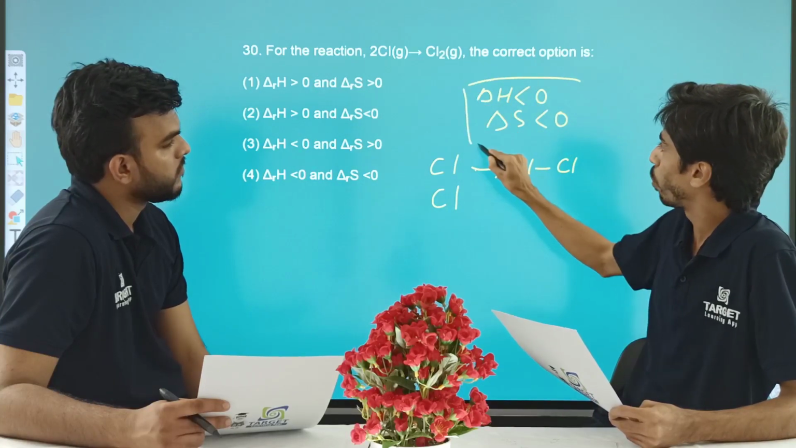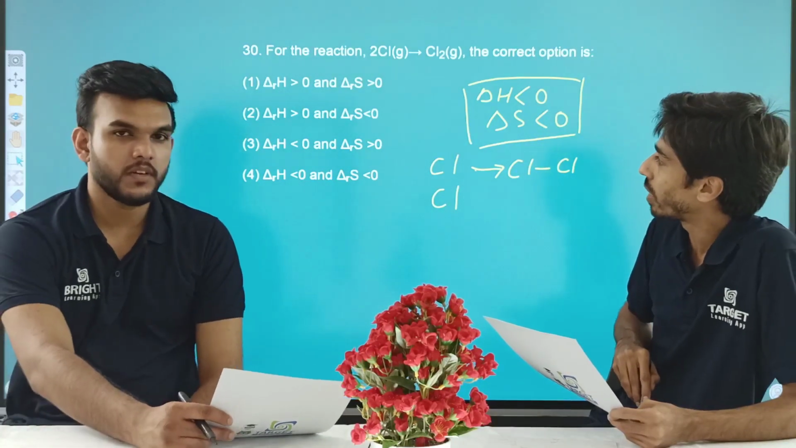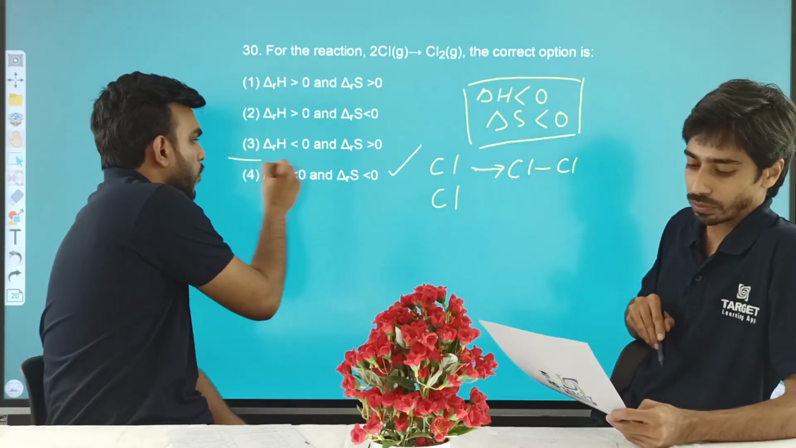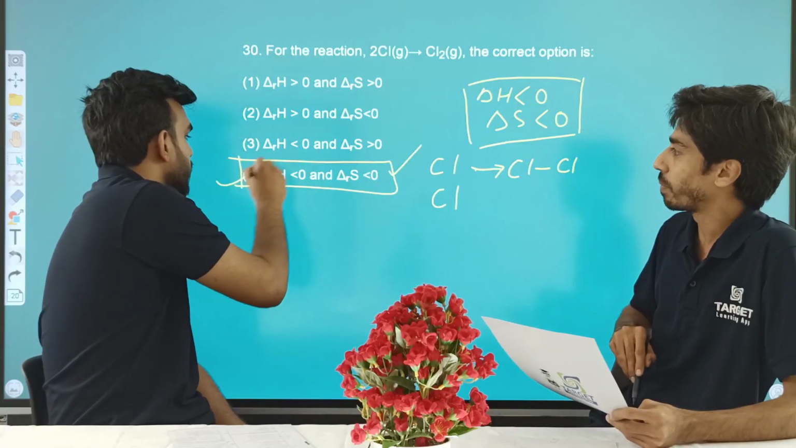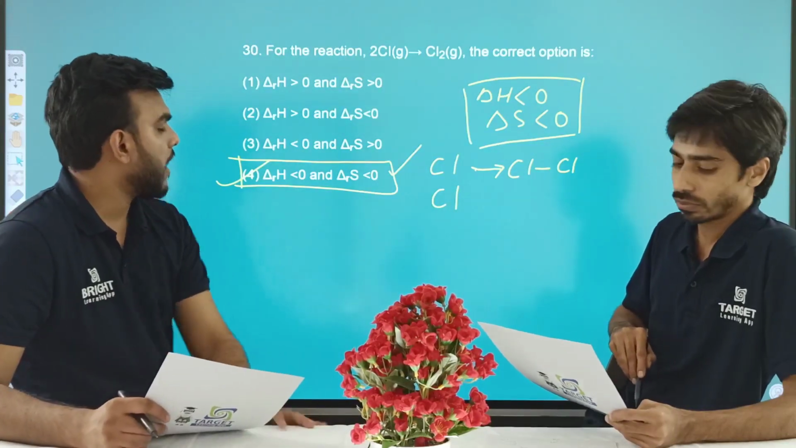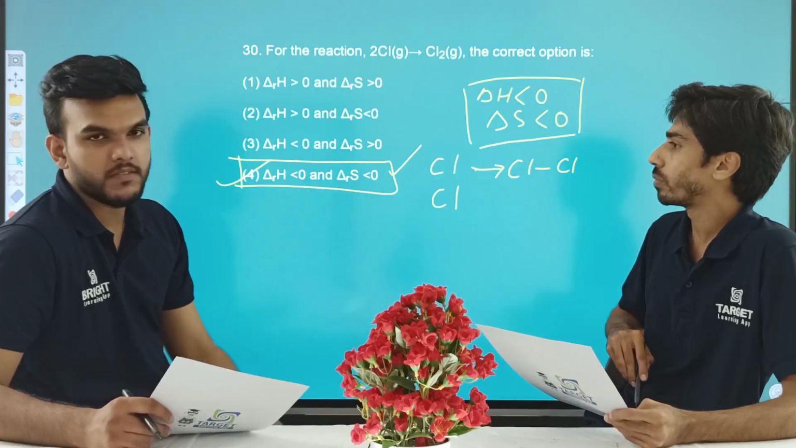So the answer is that both delta H and delta S will be less than 0. So delta H less than 0 and delta S less than 0. I think the fourth one will be the right answer for this question. The other option says the enthalpy of reaction is 0 and the entropy of the reaction is also 0, so both will be 0.